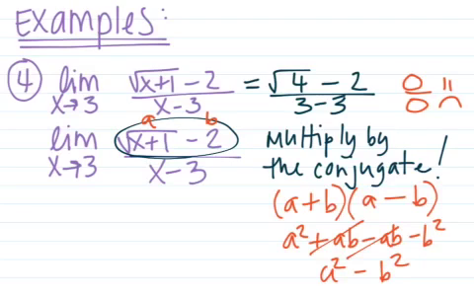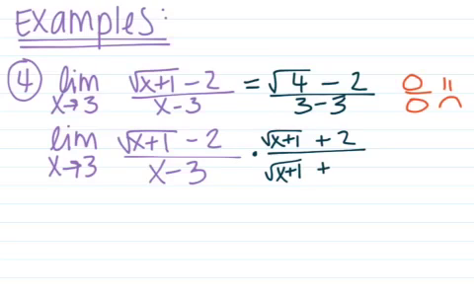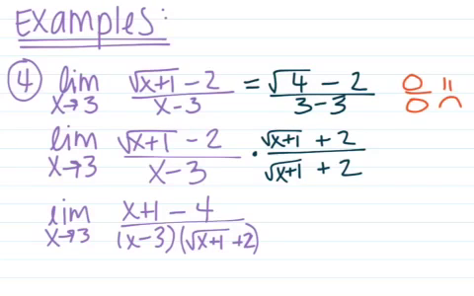Okay, so let's actually put this to use. So in this case, our conjugate will be that first term plus the second term. And if we multiply by that on the top, we have to multiply by that same thing on the bottom. So on the top, we know this gives us a squared minus b squared. So the square root of x plus 1 squared simply becomes that inside part, since the square and the square root undo each other. And 2 squared just becomes 4.